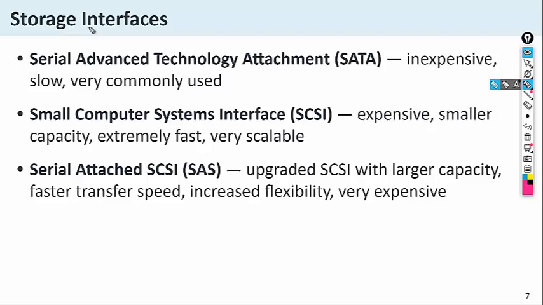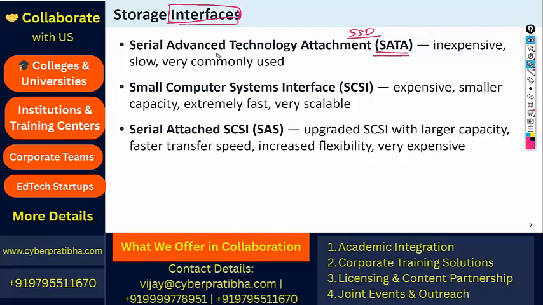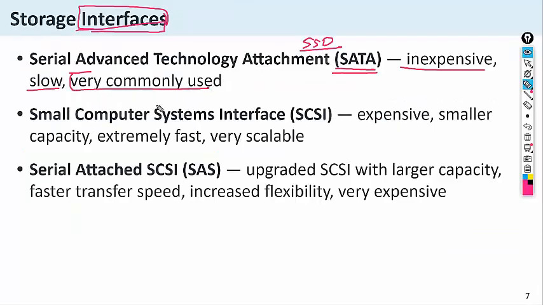Okay, so let's talk about the interfaces which are used to access the data or connect with the hard disk or the database. One is SATA. SATA you have already heard. It is actually used to connect your SATA hard drive or the SSD. This SATA interface is used for this. It is inexpensive, but it is slow and very common to use.